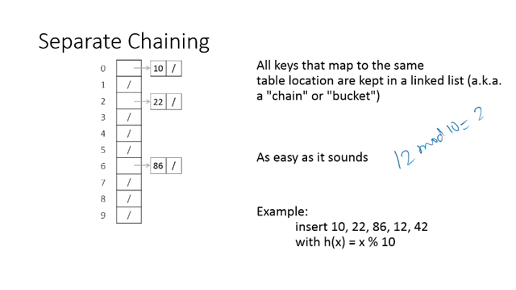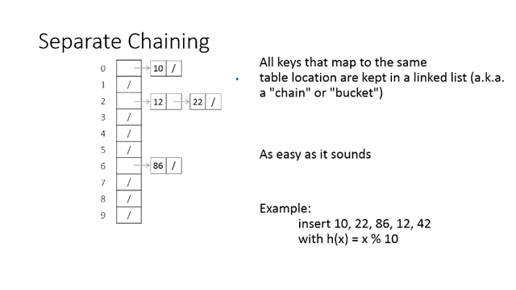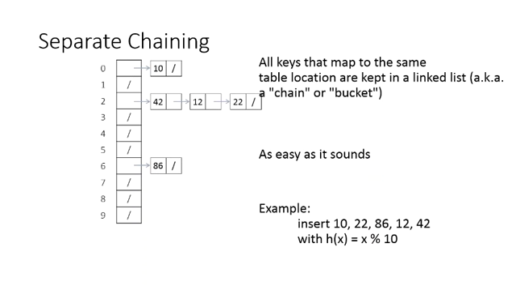So what happens is 22 and 12 will be linked, that is, we will be performing an add begin operation with the linked list. So when 42 comes, what happens, 42 will be added as the next element. So you can see 42, 12 and 22 will be linked. So this is the concept of separate chaining.